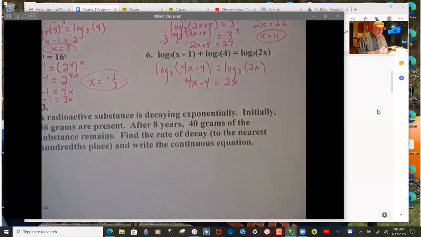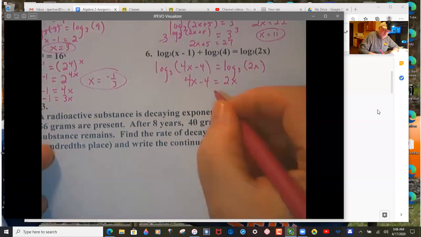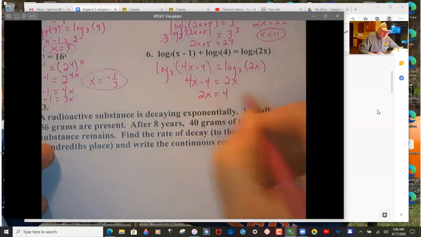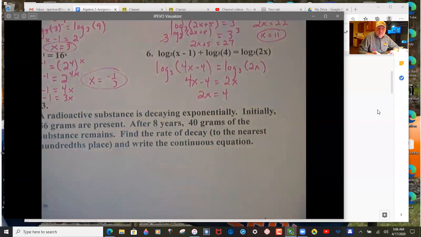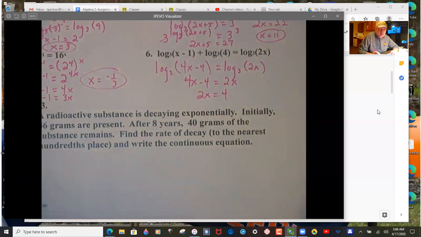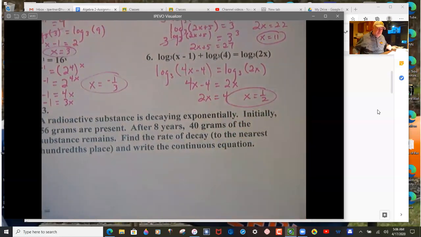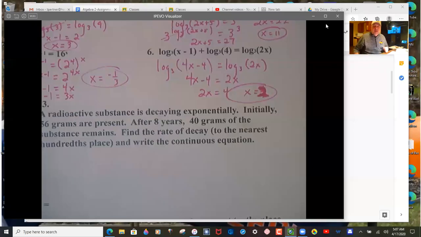And now we're ready to solve. So 4x minus 4 equals 2x. And however you want to do this, subtract the 2x and add 4, and then we get 1/2. Sorry about that. Make that x equals 2.